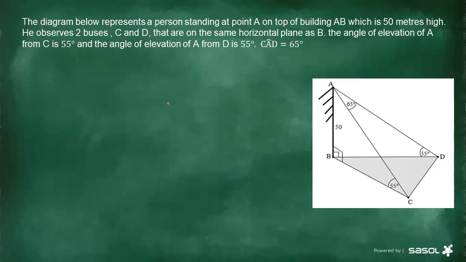The diagram below represents a person standing at point A on top of the building AB, which is 50 meters high. He observes two buses, C and D, that are in the same horizontal plane as B. The angle of elevation of A from C is 55 degrees, and the angle of elevation of A from D is 55 degrees as well. Angle CAD equals 65 degrees.